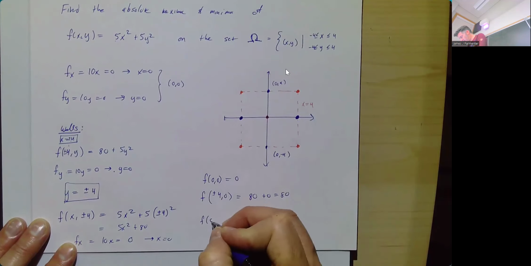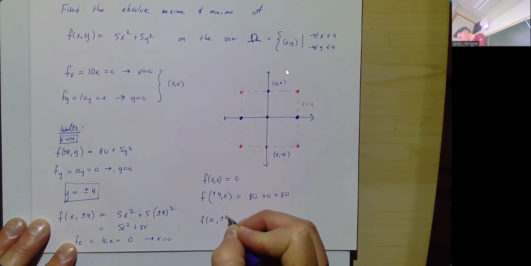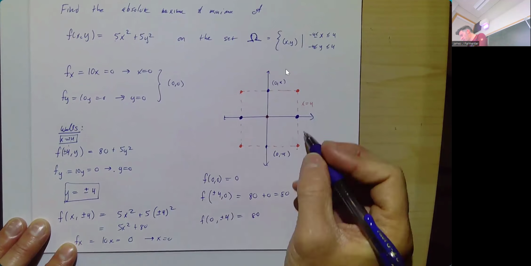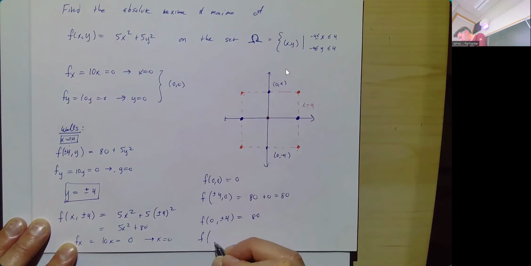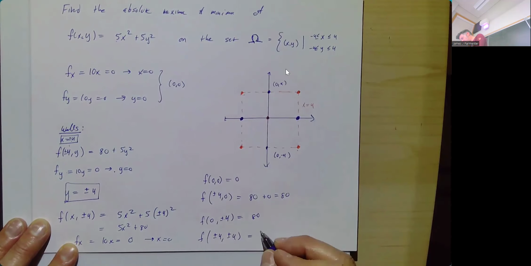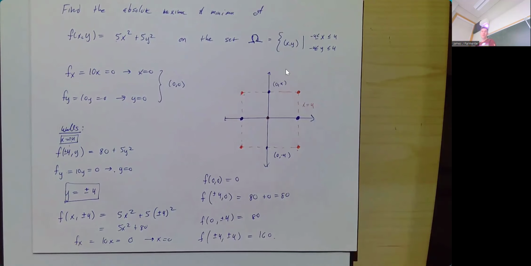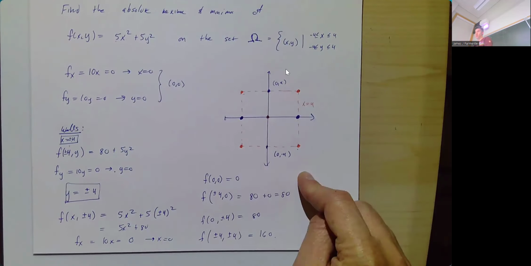If I plug in a 0 for x and a plus or minus 4 for y, I also get 80. But at the corners, if I plug in positive or -4 for x and positive or -4 for y, I get 80 plus 80, which is 160. So this function actually has 4 absolute maxima. They're occurring at each of these 4 corners.